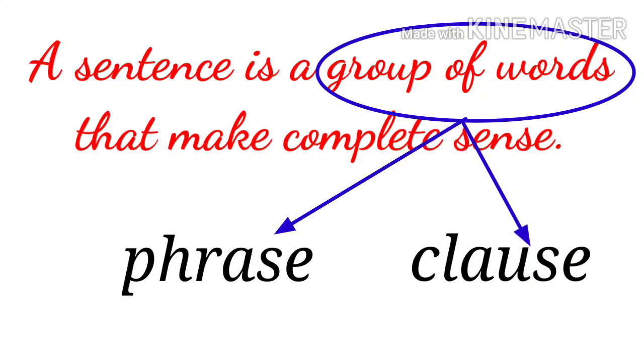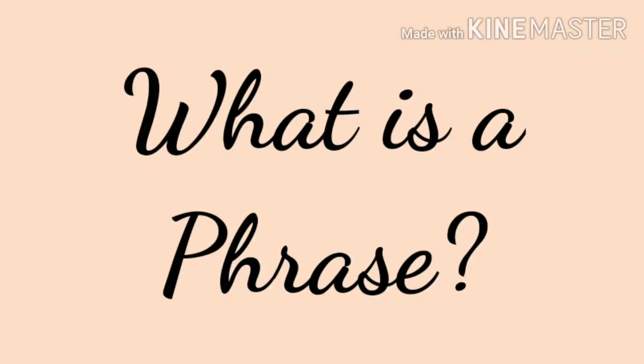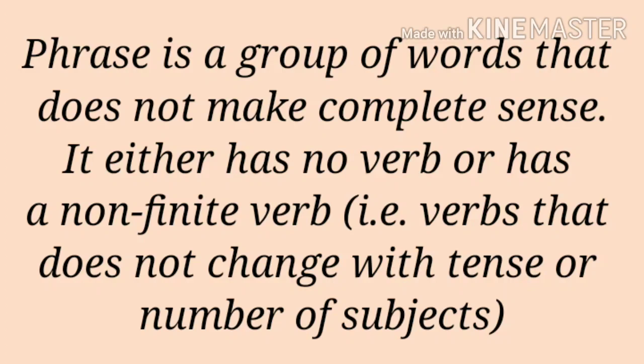So that is what we are going to learn in this series. All right, so let's just understand what do we mean by a phrase. All right, so a phrase is a group of words that does not make complete sense. So unlike your sentence, a phrase is a group of words that does not make complete sense. It either has no verb or has a non-finite verb. So non-finite verbs are those verbs that do not change with tense or number of subjects. Such verbs are called non-finite verbs, and you may find that in a phrase. We shall deal with non-finite and finite verbs in some other series in detail later.